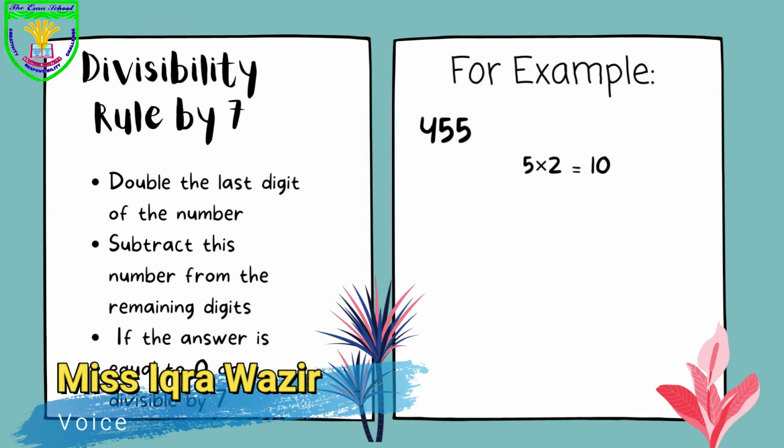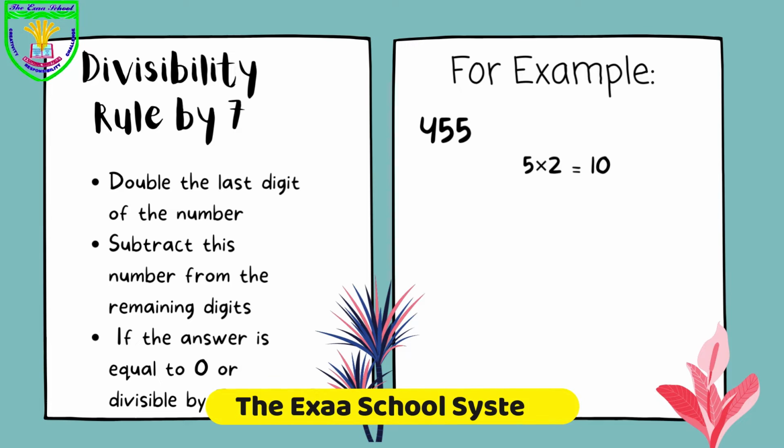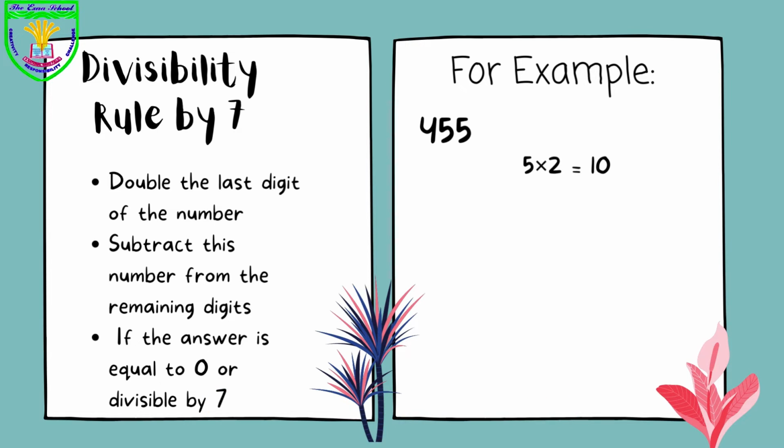Now follow the 3 steps. First, check the last digit of the number. The last digit is 5. What is the last digit? The last digit is 5. Now we need to double the last digit. So, to double the last digit 5, we will multiply 5 with 2. 5 multiplied by 2 is 10.